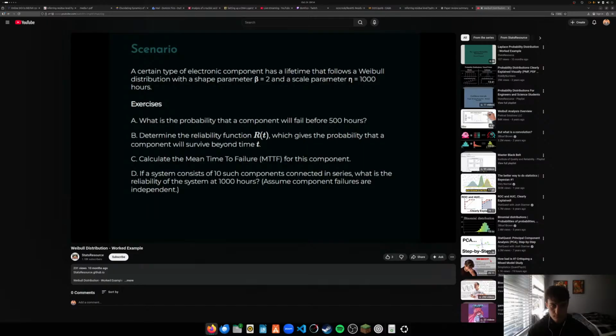Anyway, what is the probability that a component will fail before 500 hours? That's the cumulative distribution function we need. Determine the reliability function R of t, which gives the probability that a component will survive beyond time t. Now, this is actually the complement of the cumulative distribution function.